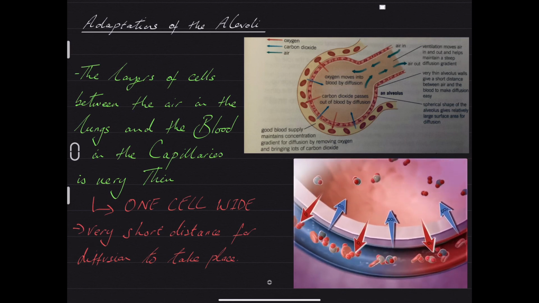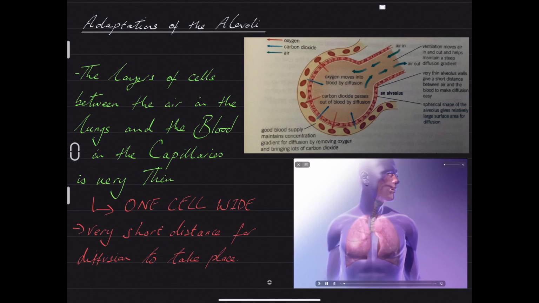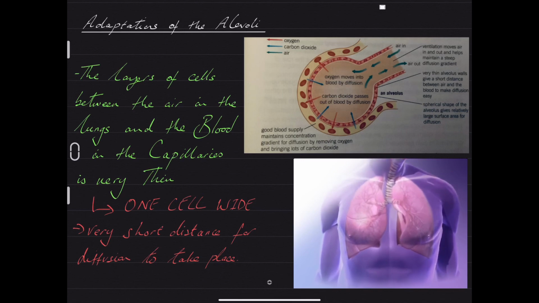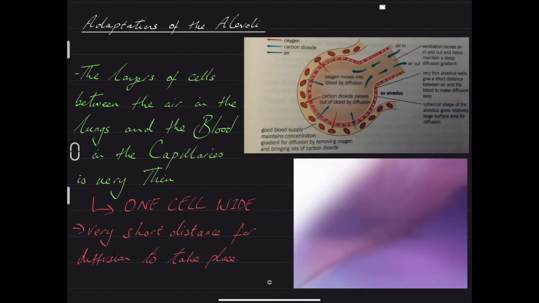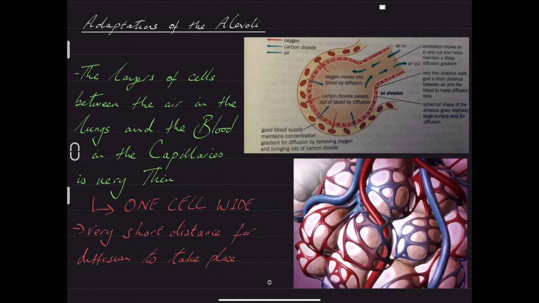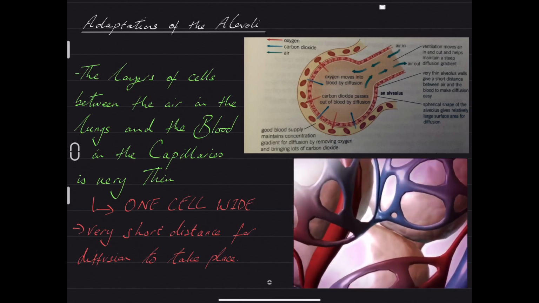Now, because it's one cell thick, and you can see the cells here with the nucleus, so you can see that layer of one cell wide or one cell thick. This allows the shortest distance for diffusion to occur. So diffusion can happen very rapidly, and it makes gas exchange more efficient.